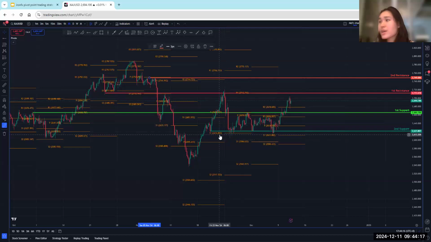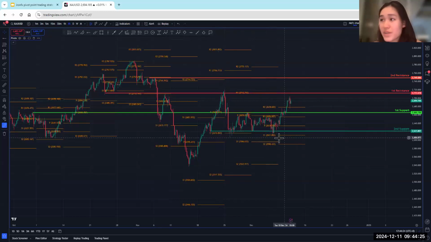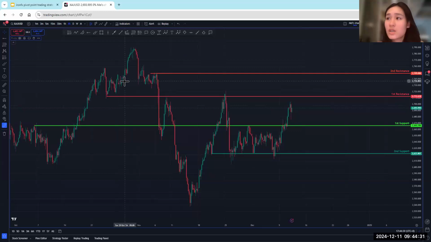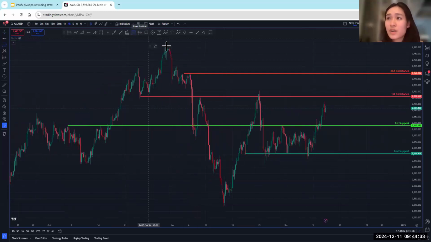And then for my second support, we also have some swing lows lining up with the support S1, S1 here, also lining up. Okay, so I'm quite happy with these levels. Now I'm going in with our Fibonacci levels.